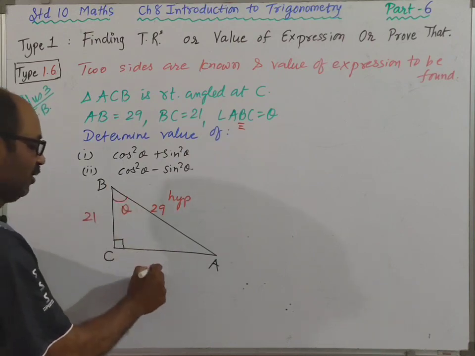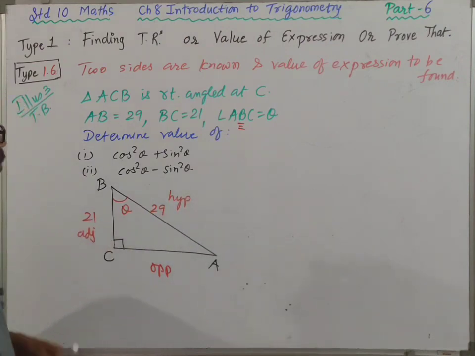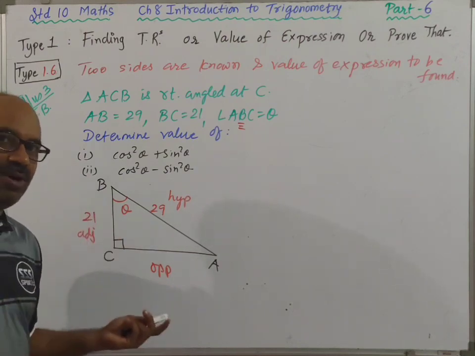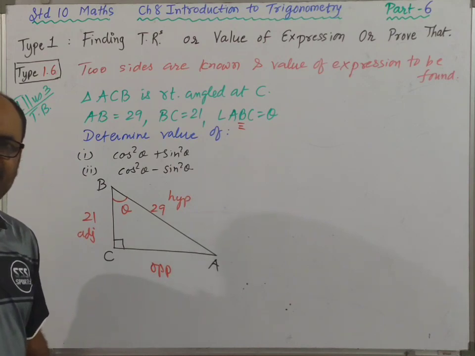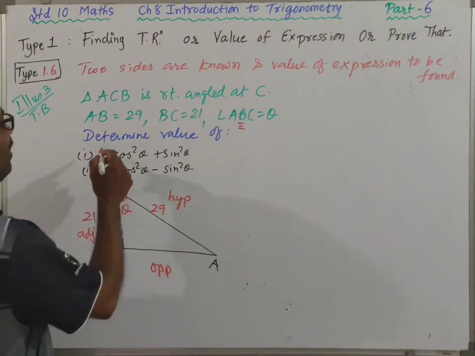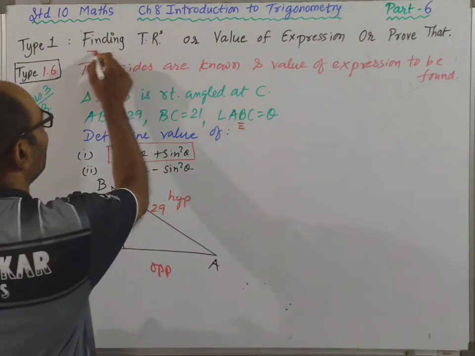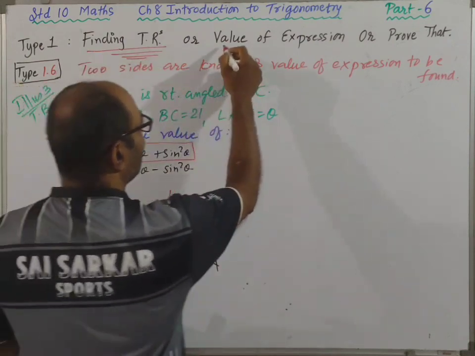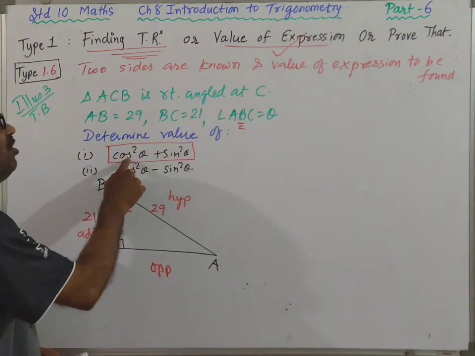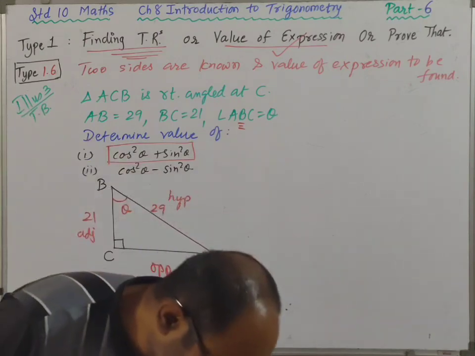So with respect to theta, this is the opposite side, that is the hypotenuse, and this is adjacent. Sir, this is the same sum, when two sides are given, find the third side using Pythagoras, and then find any of those 6 trigonometric ratios. Yes, correct. But here you have to find the value of an expression. So that is a slight change. Till now you were finding trigonometric ratios. Now you are going to find the value of an expression, and the expression contains cos theta and sin theta. You have to find that. Okay.